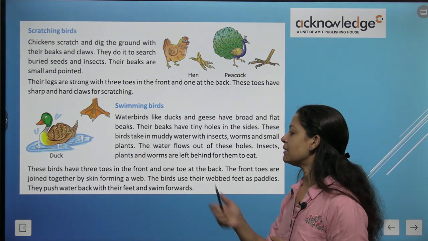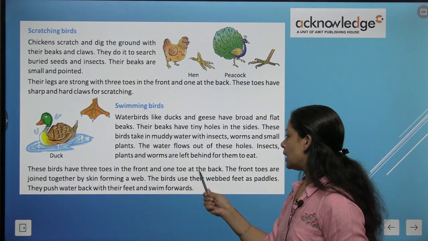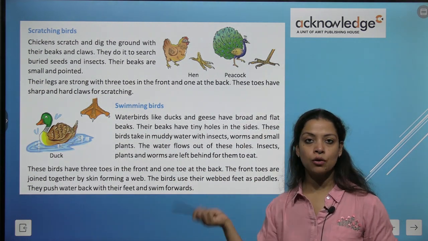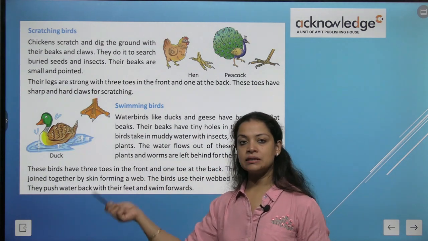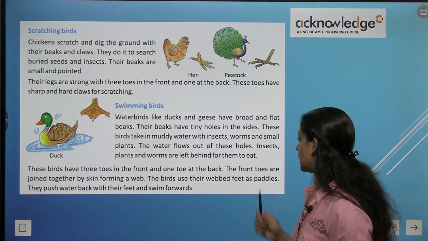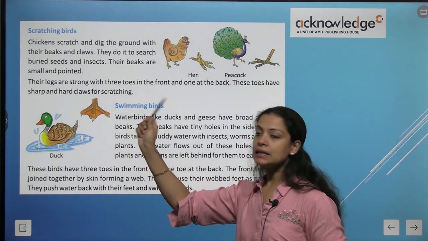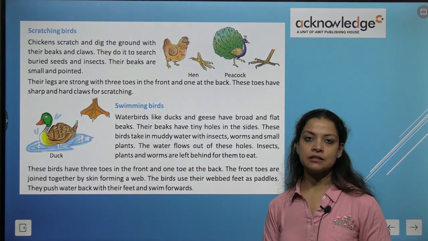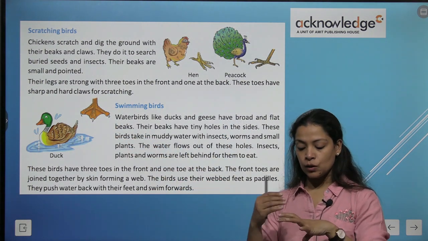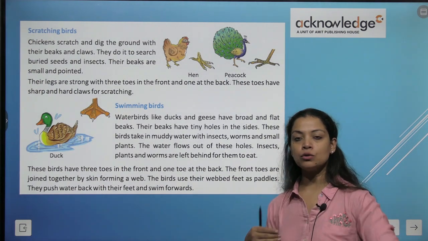Now these birds have 3 toes in the front. Again they have 3 toes at the front, 1 toe at the back. Alright. So scratching bird, crows and perching birds and swimming birds, they all have 3 toes at the front and 1 at the back. The front toes are joined together by skin forming a web. लेकिन इस केस में swimming birds के केस में they have this webbed feet. Why? उनके ये जो toes हैं ये जुड़े हुए होते हैं. Because it helps them to swim.